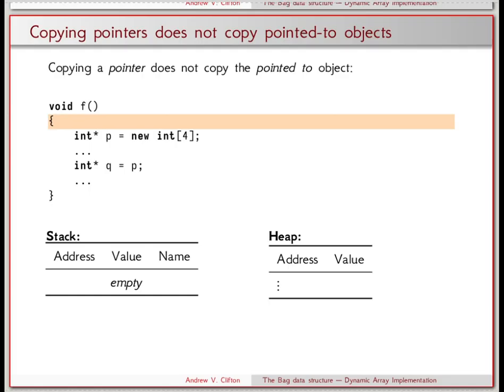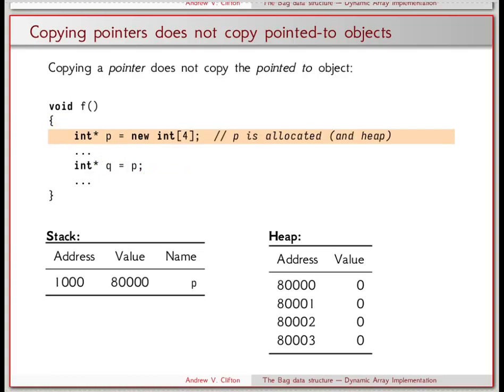Now, another thing to bear in mind is when we copy a pointer, that doesn't copy the thing on the other end of the pointer. So this is a similar setup here, except in the middle of this, I'm making a copy of the pointer. So again, let's step through this one line at a time and see what happens. Same as before, this is where p gets created.